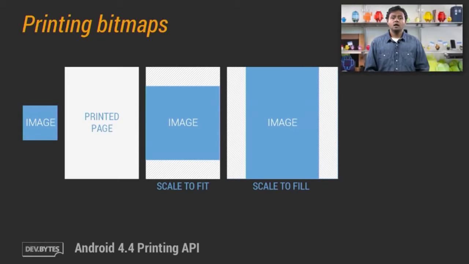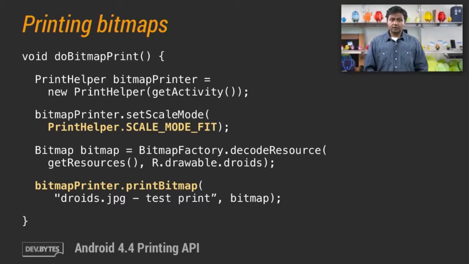Scale to fill, on the other hand, makes sure that your bitmap is scaled to fill as much of the printed output page as possible. And this might mean that some portions of the image are not actually printed because they exceed the bounds of the printed page, again, as you can see in the example. So here's some code that shows you how easy it is to actually do this.